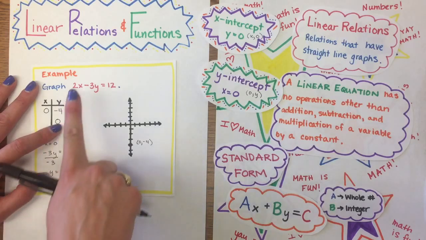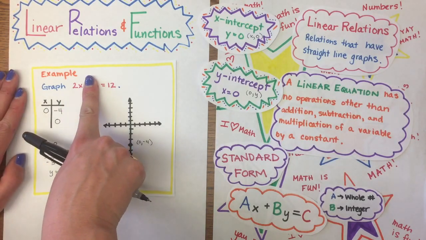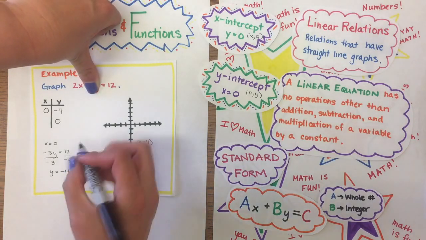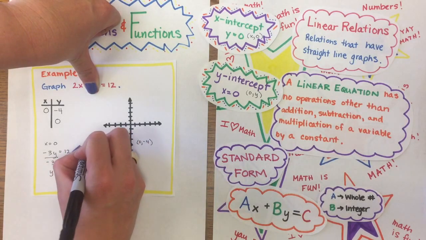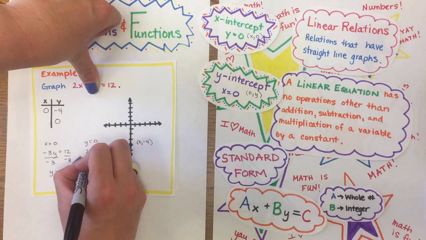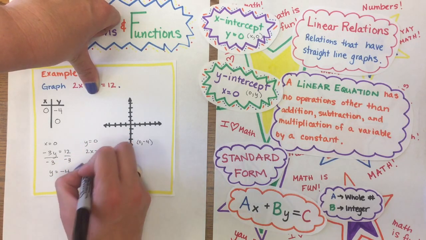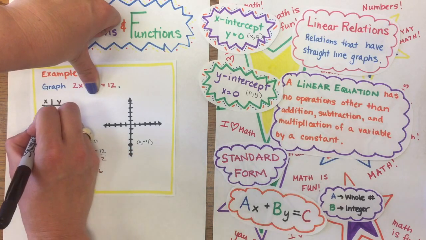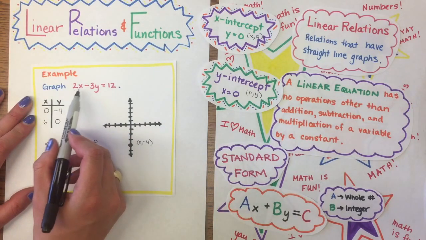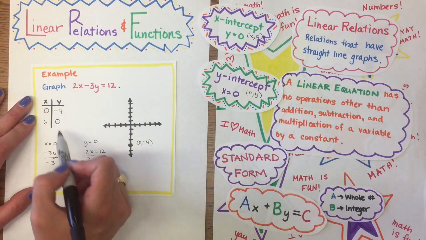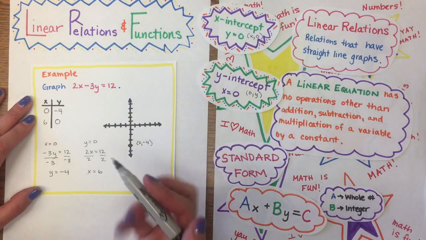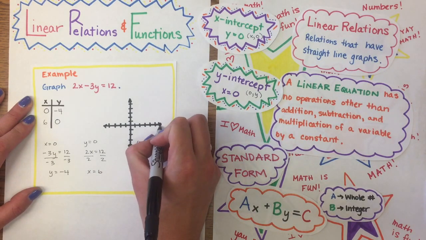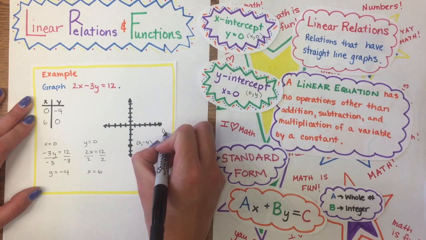If I plug in a y value of 0, this term is going to disappear. So I can cover that up with my finger, and so y is equal to 0. I'm now solving the equation 2x is equal to 12. Divide both sides by 2, and I get x is equal to 6. So this means if I plug in a value of 6 for x and 0 for y, I will have a true statement. So 1, 2, 3, 4, 5, 6 is right here. So this is 6, 0.